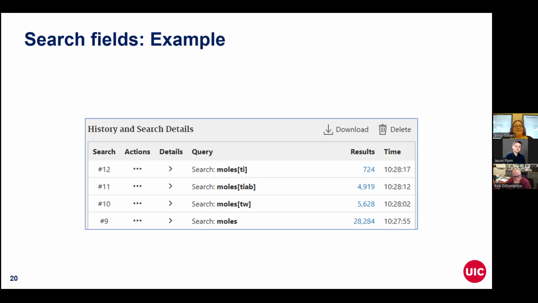So you can see when we did TIAB versus TI, we got over 4,000 more results. And then doing text word instead of TIAB, that TW gave us another 600-700 articles. And then if we just did moles by itself, so not using a field tag, that means it is using that automatic term mapping, that jumped up from 5,600 articles to 28,000. So you can see how that really changes depending on what you're using when you search.